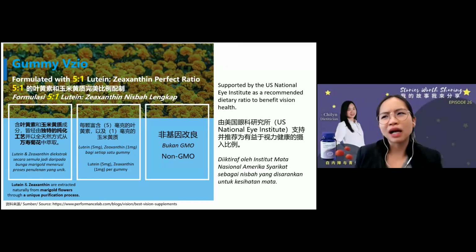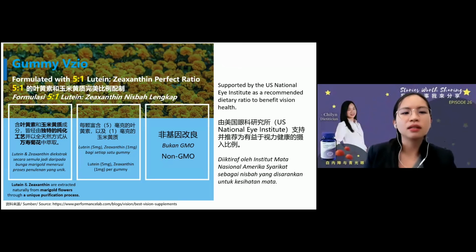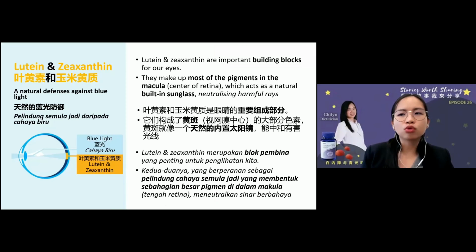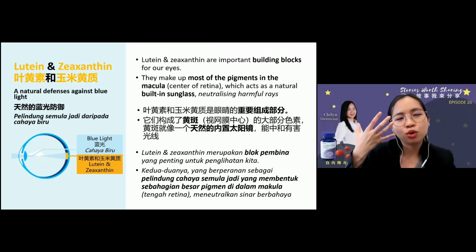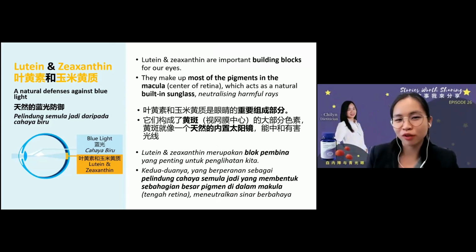Earlier, I also mentioned that there are many types of antioxidants, right? So why do we pick lutein and zeaxanthin for gummy Visio? Okay, this is because among all the other antioxidants, lutein and zeaxanthin are the important building blocks for our retina, and our body needs lutein and zeaxanthin to form the macula, that is the center of our retina. And this is why they are different from others. Because besides it being an antioxidant, it also helps to form an important part of our eyes. So this part is the center of our retina.